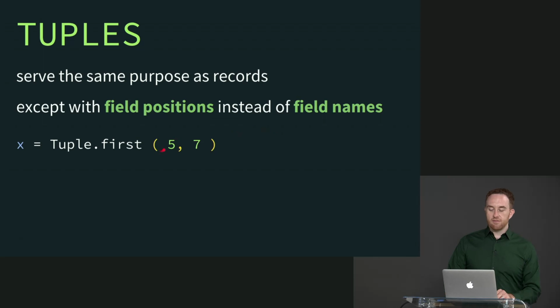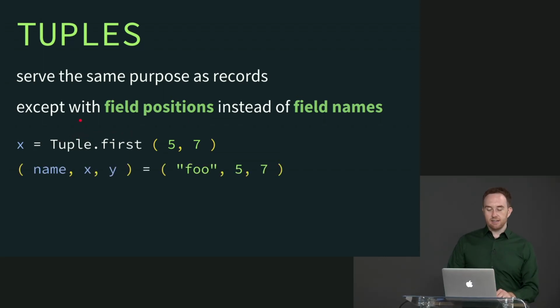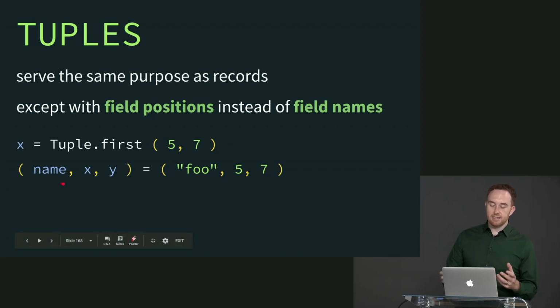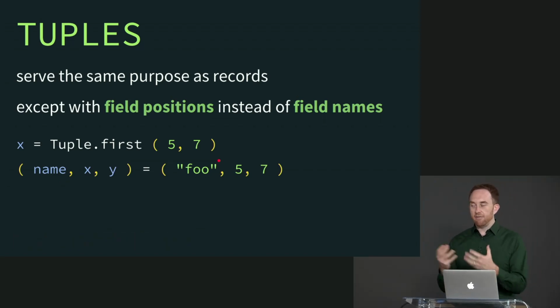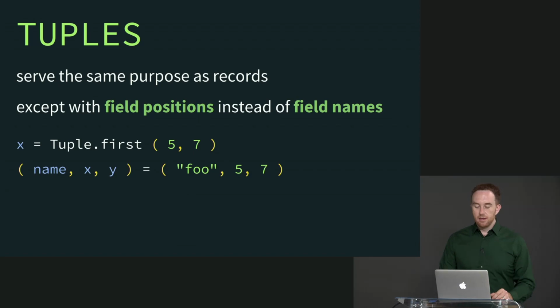Here's a tuple. It's 5, 7. We could say x equals tuple.first, and that'll say, okay, x is 5. We could also use this syntax to define the contents of a tuple. This is what's known as destructuring syntax. So we could say (name, x, y) equals, again in parentheses, (foo, 5, 7). And that's going to say foo goes into the name slot, 5 goes into x, and 7 goes into y. So now I have name, x, and y all in scope, and they have the corresponding values of this tuple.